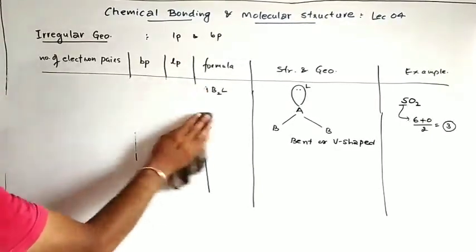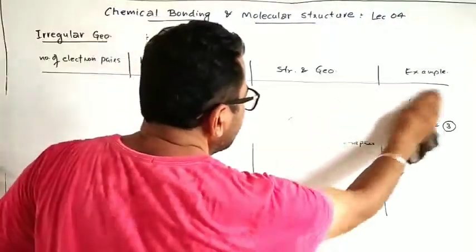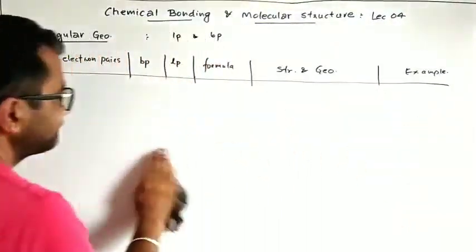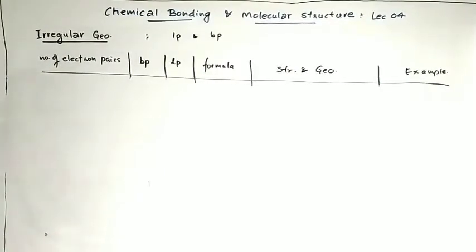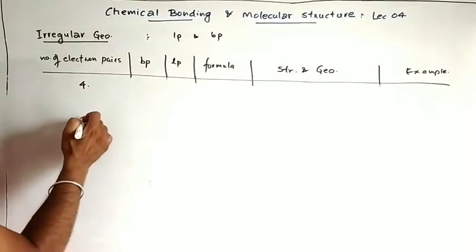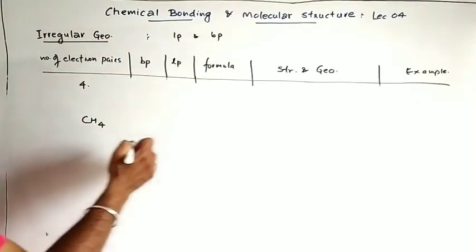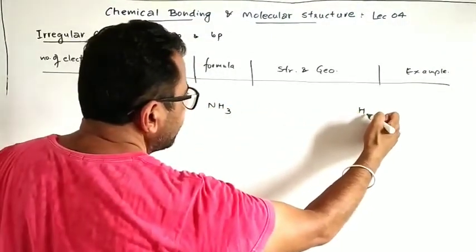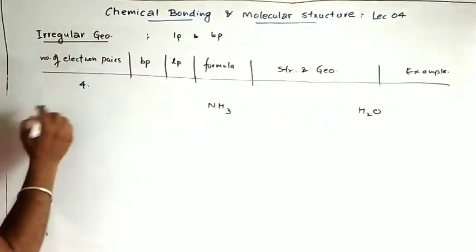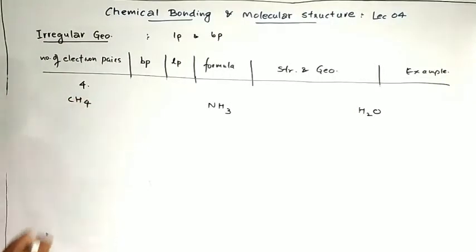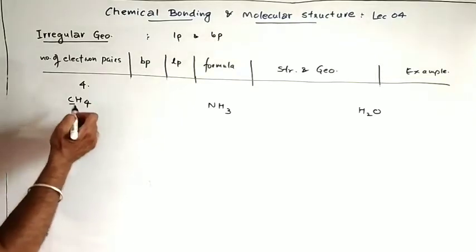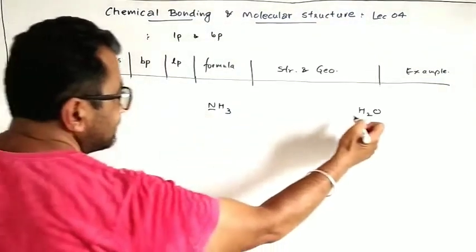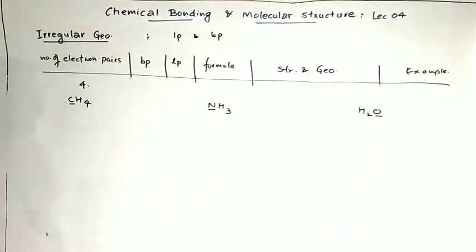Okay, next. Next we will start with 4 electron pair. Electron pair 4. In this category we have 3 molecules. First I will write methane, then we have ammonia, then we have water. Just draw the structure of these 3 molecules. So here is a central atom carbon, here is a central atom nitrogen, and here is a central atom oxygen.